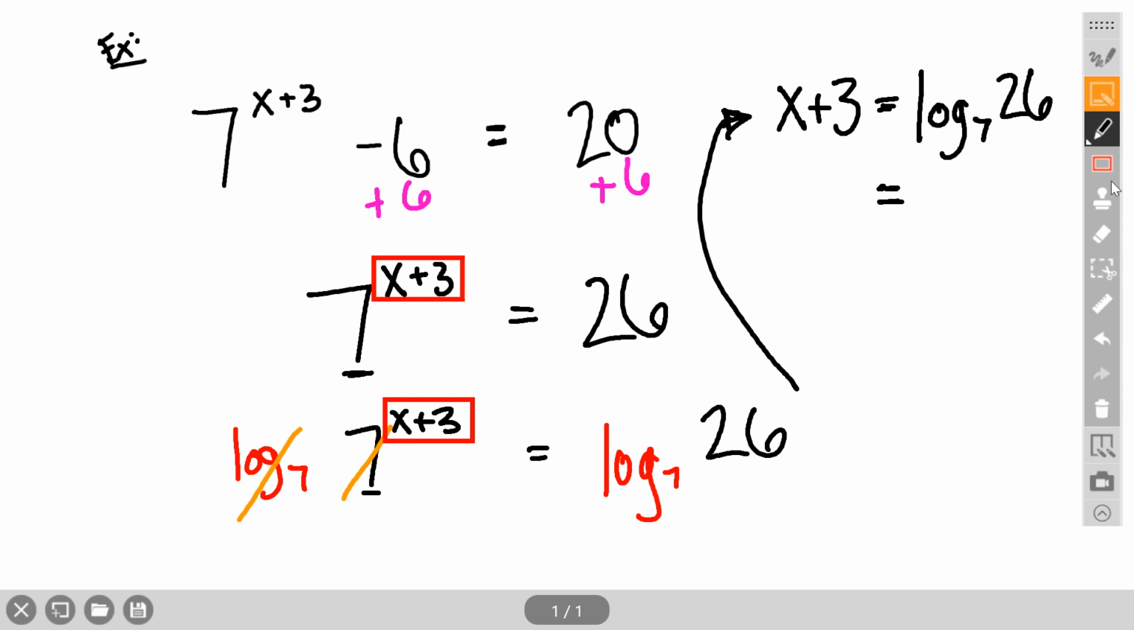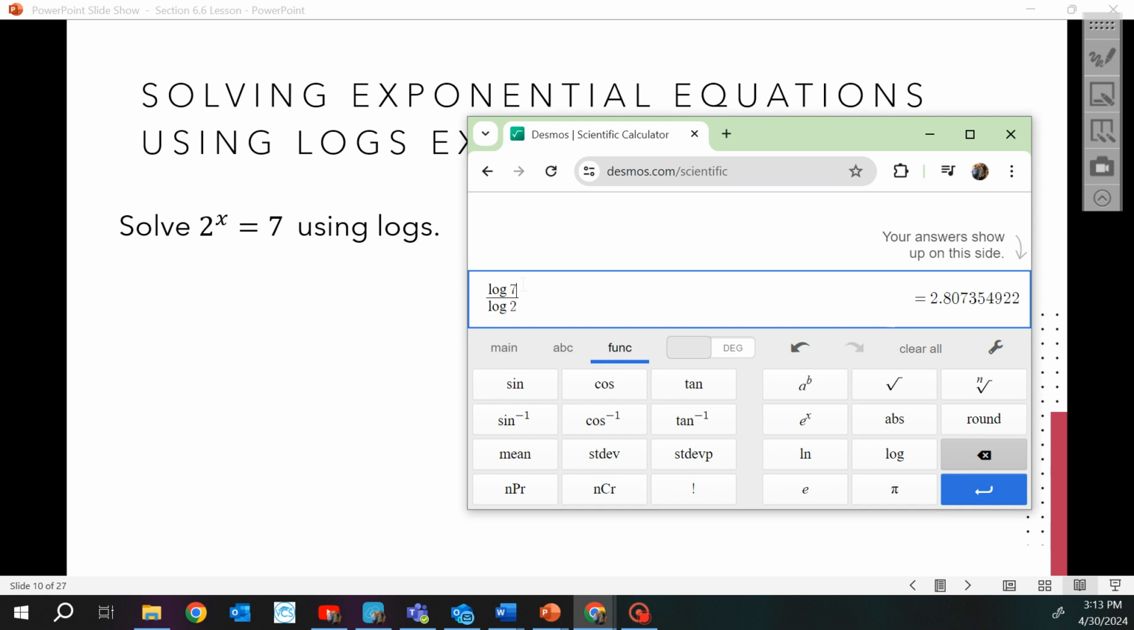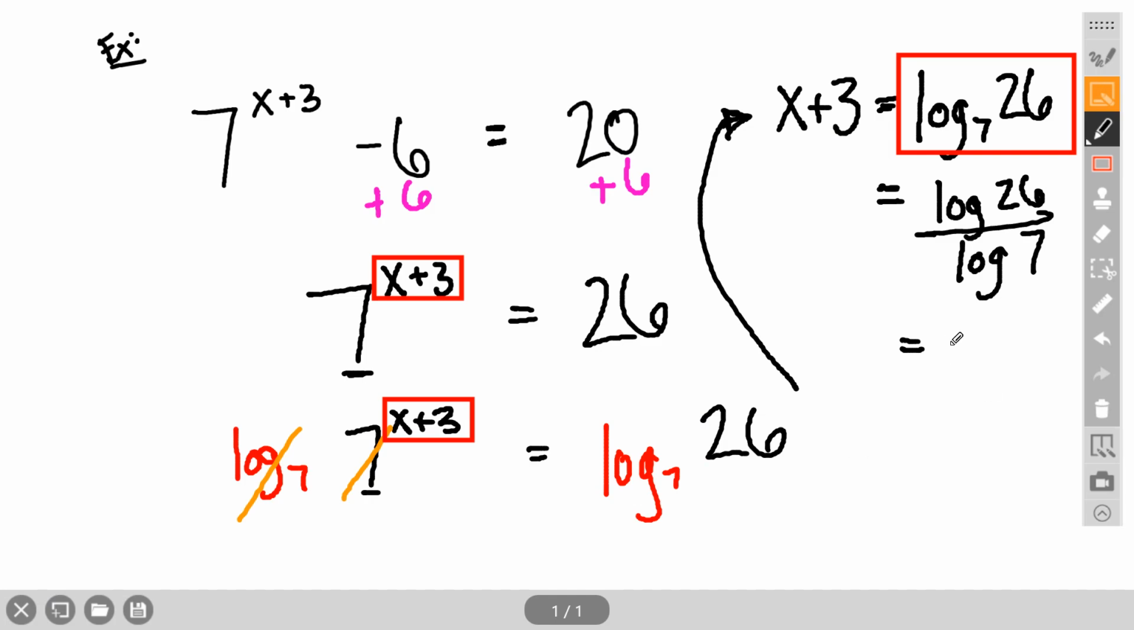Okay, so how am I going to figure out what log base 7 of 26 is? Change of base, correct. We've got to use change of base. So we do common log of 26 over common log of 7 and see what this is. Okay, so this we'll need the calculator for. Common log of 26, common log of 7, 1.674. Okay, so this is 1.674. And then on the other side, we still have this x plus 3.